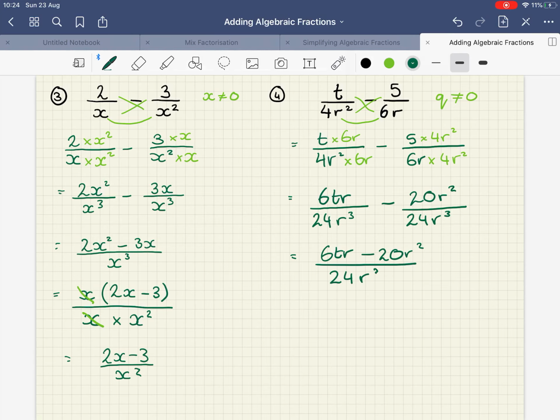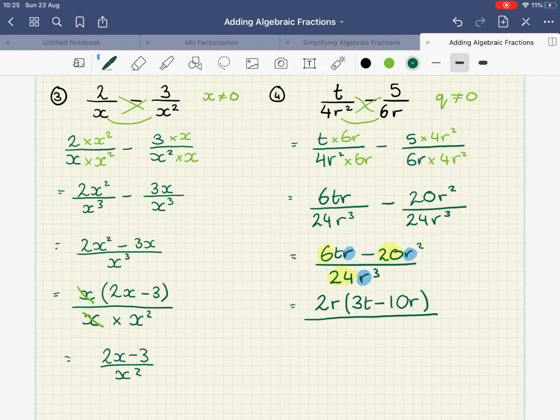And now this time, I've actually got quite a few factors that I can get rid of, because not only do we have an r in all my parts, but also if we look at the numbers, I've got a 6, a 20, and a 24. They are all even, so I can definitely divide them all by 2. And again, I'm going to follow the same idea as I did in the previous one. I'm going to find my highest common factor. So my highest common factor for the top part is going to be 2r. And inside the bracket is going to be 3t minus 10r.